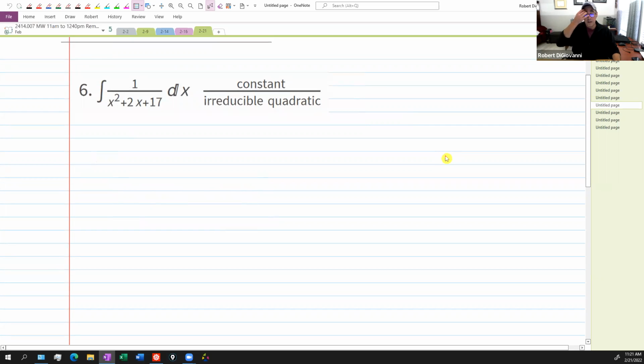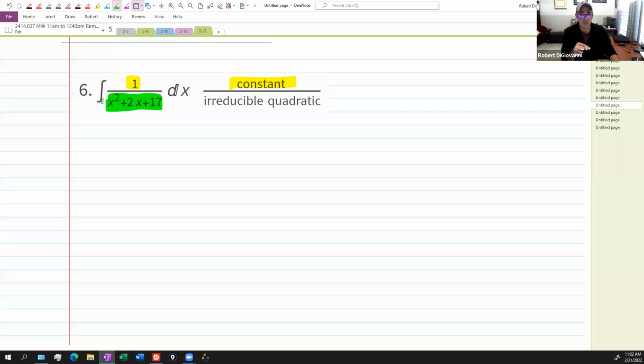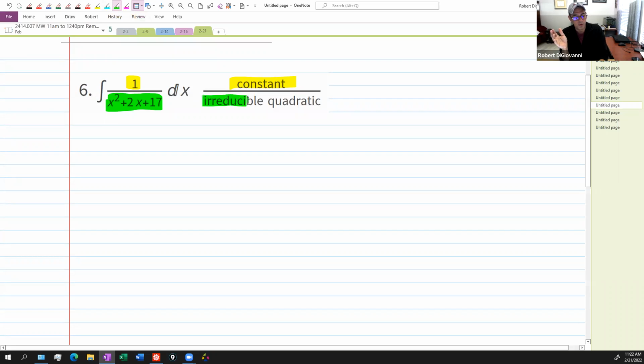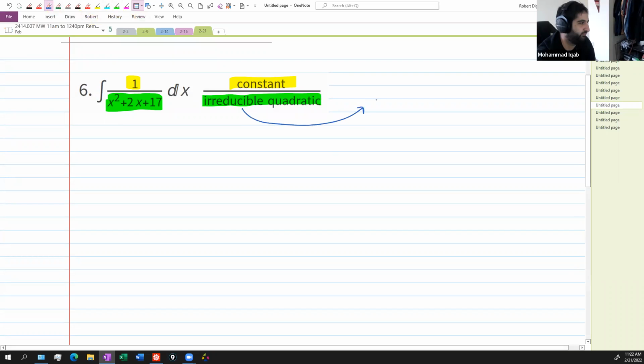A constant over an irreducible quadratic. All right, so constant on top. All right, great. Now the denominator is a quadratic and it has the x term. You see that 2x is in there, so we have the x term. If that 2x wasn't there, I'd be using formula 17. But because there's a 2x there, I need to look at it a different way. Now it's irreducible. Now, what do I mean by irreducible? What does that word irreducible really mean? Can't be reduced. Can't factor it, okay? Can't factor.